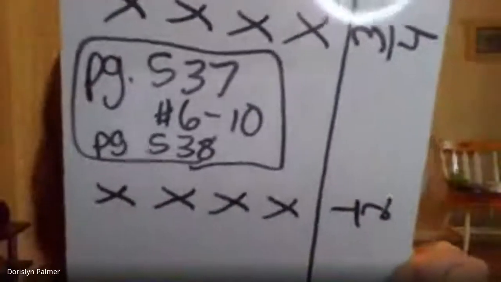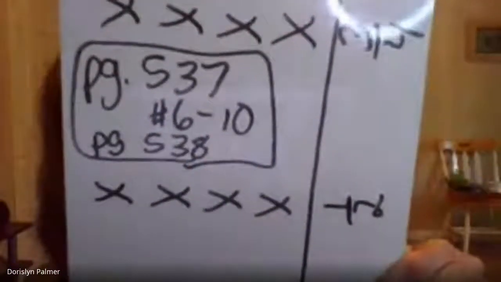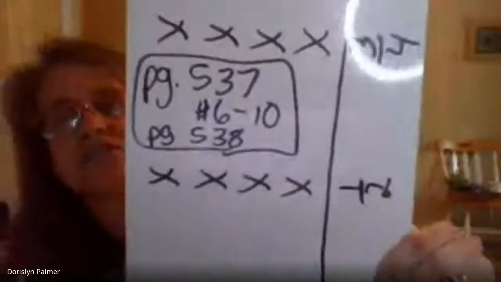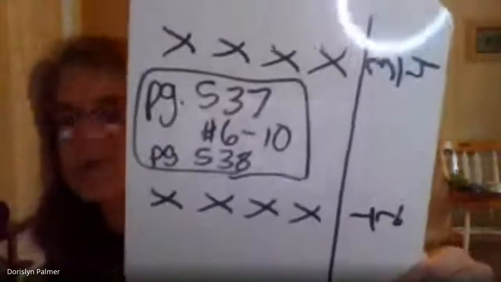Okay. I'm going to leave the rest for you guys to do. So what I want you to do is page 537, numbers 6 to 10. And then page 538. I wrote it down kind of between my X's so you could see it there. Page 537, 6 through 10, and page 538. And then Irfan and Alex, you need to do your challenge also.